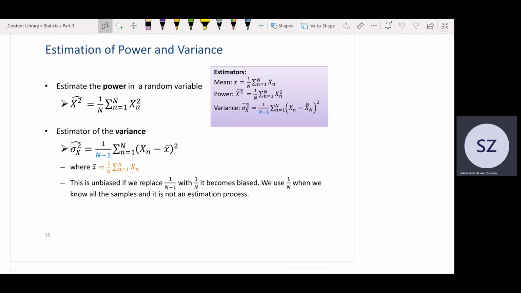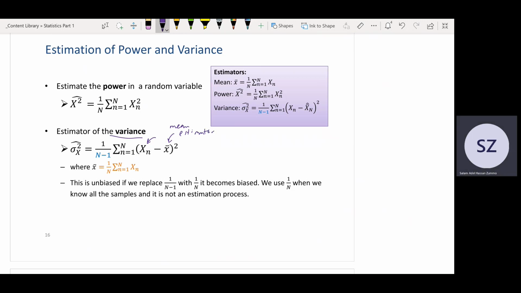Now, if we have a signal that we are trying to estimate its power or variance, then the estimator of the power will be 1 over n summation of every sample squared, very similar to what we did for the estimator of the mean. However, we have x squared. The estimator for the variance is the interesting part, where in order to have an unbiased estimator, you need to take every sample minus the mean estimate, right?